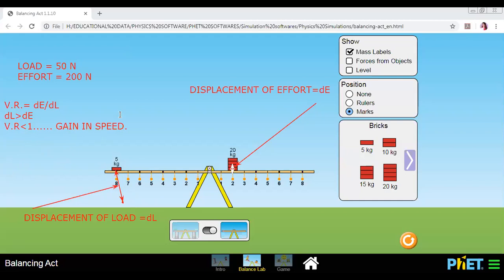And even you can check the MA as well. What is load? 50. What is effort? 200. So find out the load upon effort, and you will find 50 divided by 200 will be 0.25. Okay, so you will find that your MA is also coming out to be less than 1, and that's why your machine is also a gain in speed.